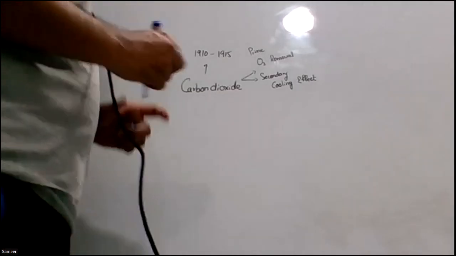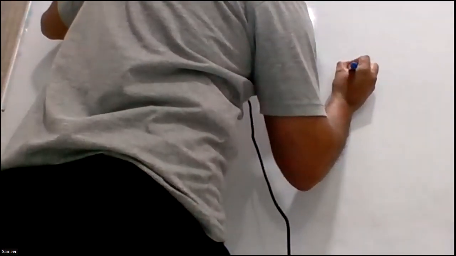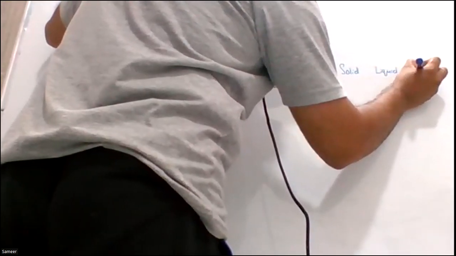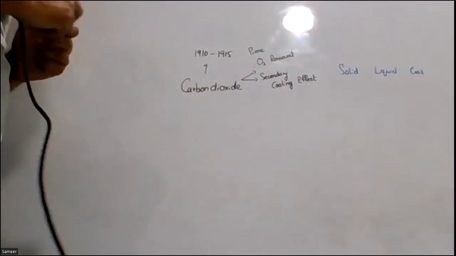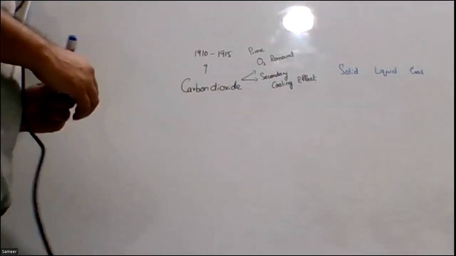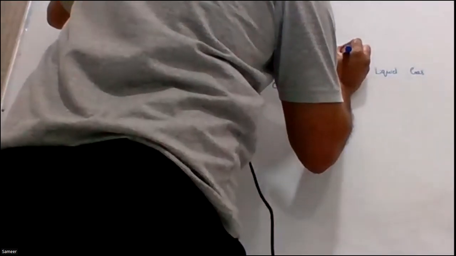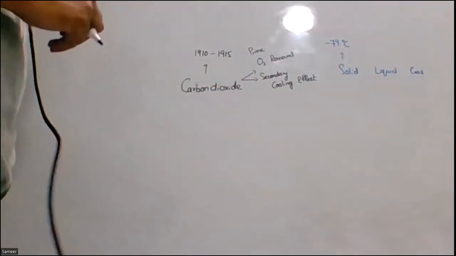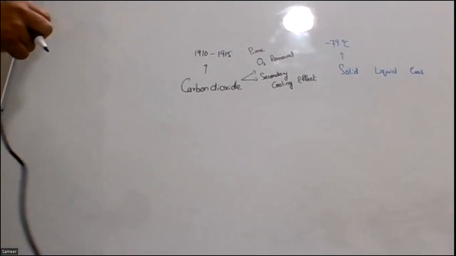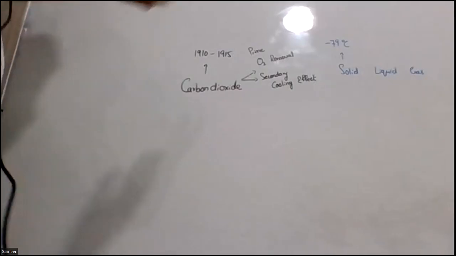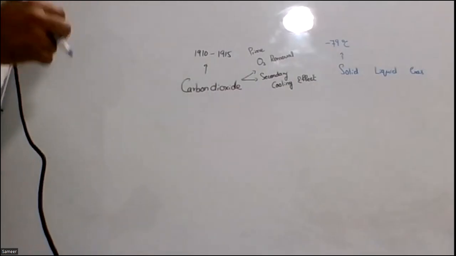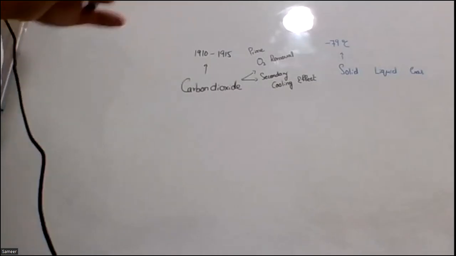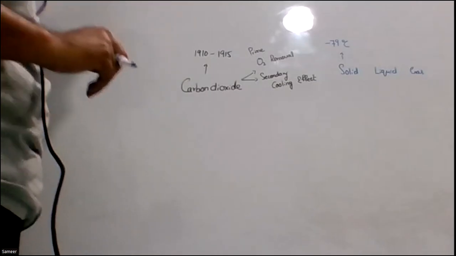Carbon dioxide occurs in solid, liquid, and gaseous forms. The solid form of carbon dioxide occurs at a temperature of minus 79 degrees Celsius. I'm giving the values in Celsius. In the examination, the values will be in both Celsius and Fahrenheit. For me, Celsius values are easier to remember and understand, so I usually use Celsius, but don't worry, in the examination both values will be given in the answers.